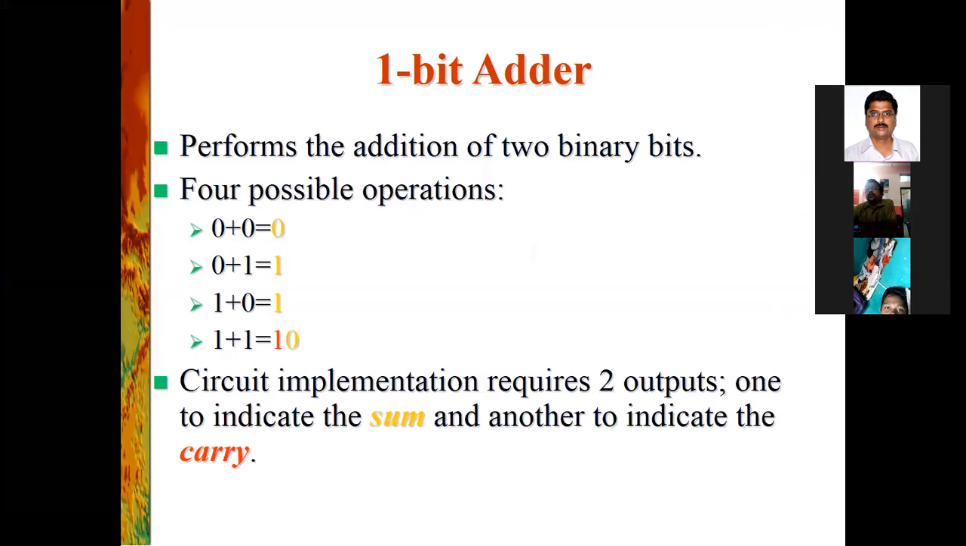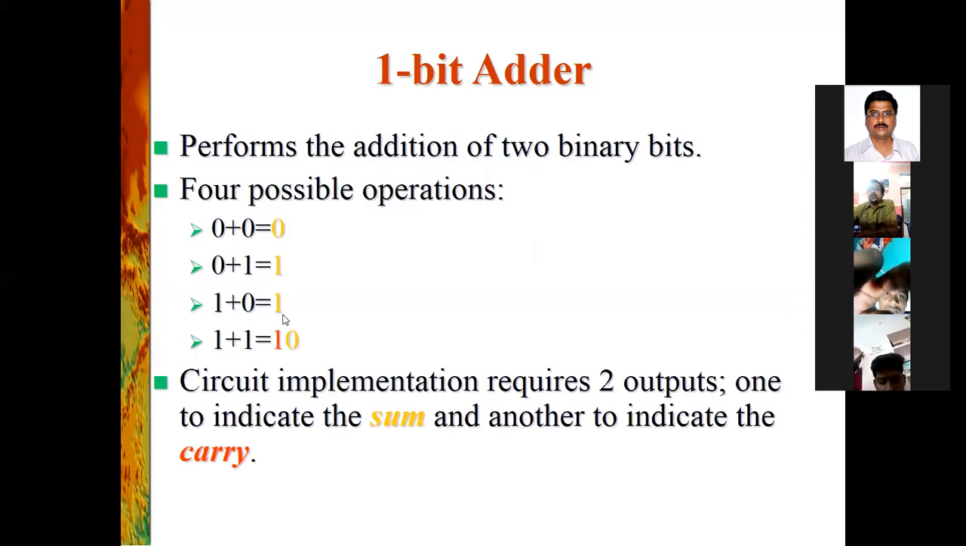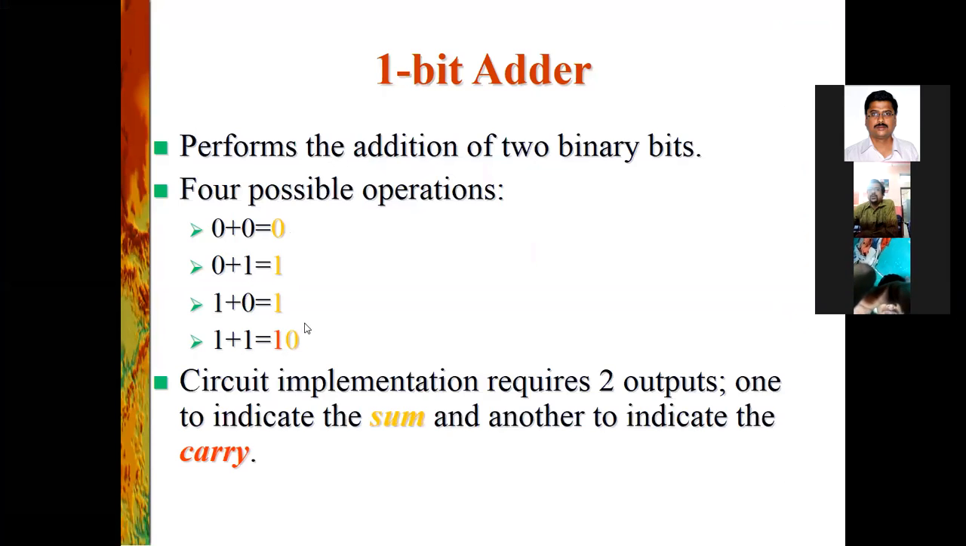To know briefly about the half adder and full adder, let us see what a 1-bit adder is. A 1-bit adder performs addition of 2 binary bits. Since binary numbers are 0 and 1, only 2 numbers are there, so the different combinations are 0 plus 0 is equal to 0, 0 plus 1 is equal to 1, 1 plus 0 is equal to 1, and 1 plus 1 is equal to 1, 0.